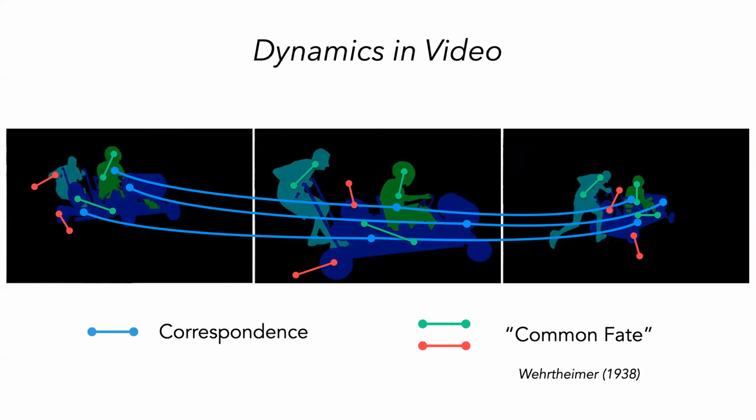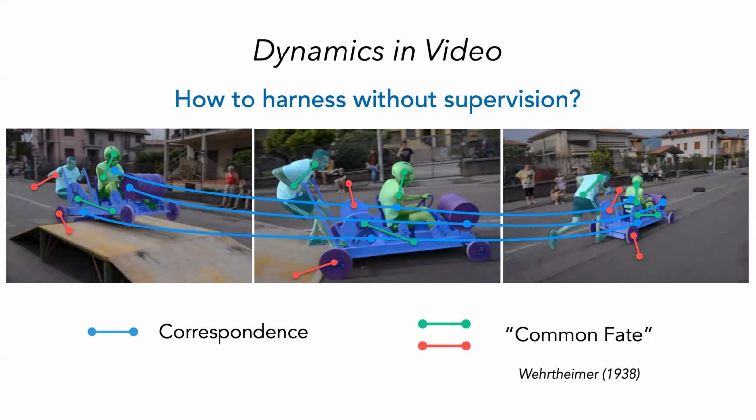And so together, these cues are important for object-centric learning about the extent of objects and scenes and how they actually might change. Of course, all of this structure and all of this signal is really hidden latent in the data. And the key question is how to harness it without any sort of human supervision.